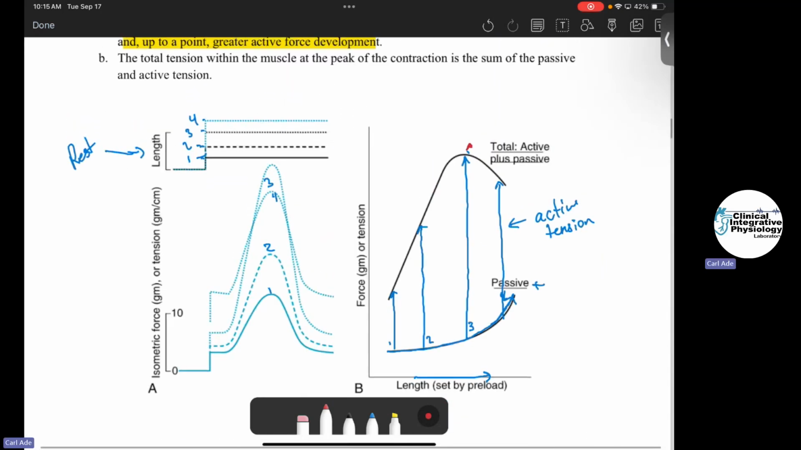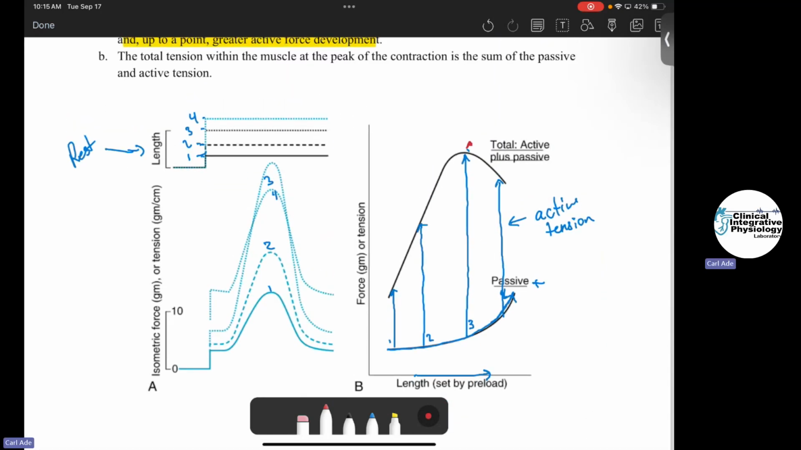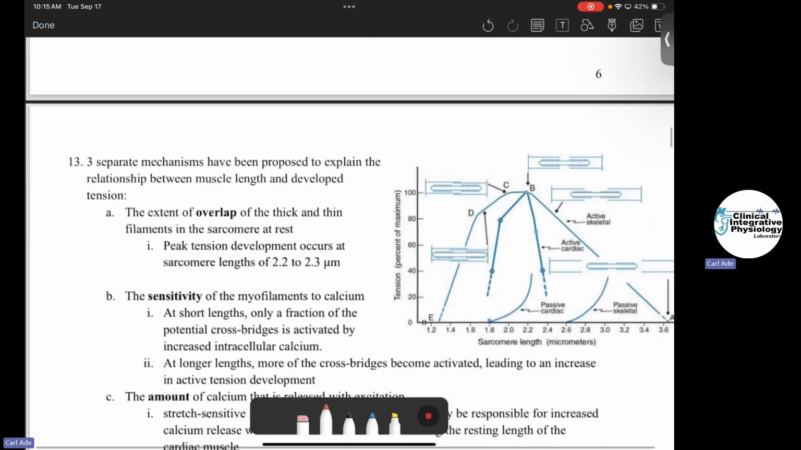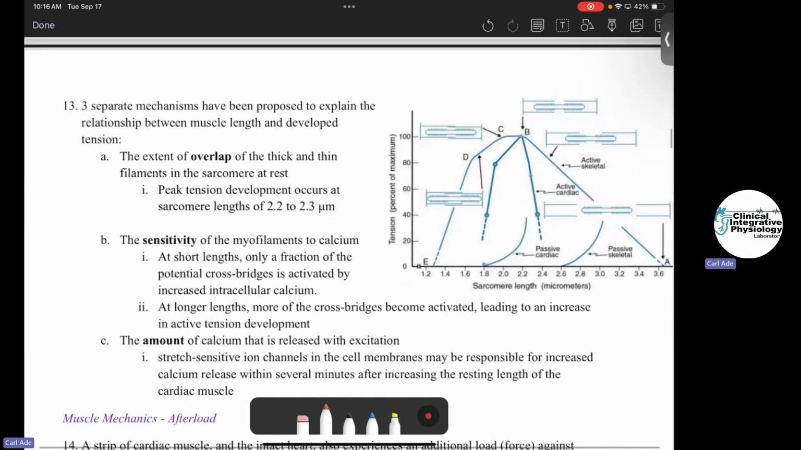Well, we know that the heart doesn't just contract isometrically. It actually has to move. It has to change the volume to eject blood. So we have to take it a step further. Oh, apologies, I need to highlight a point here.